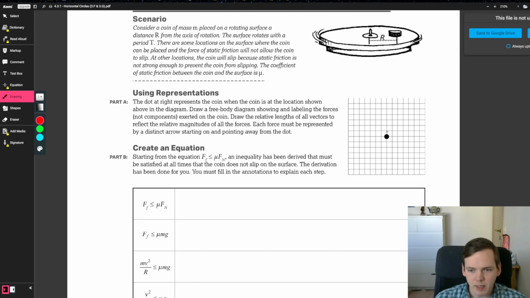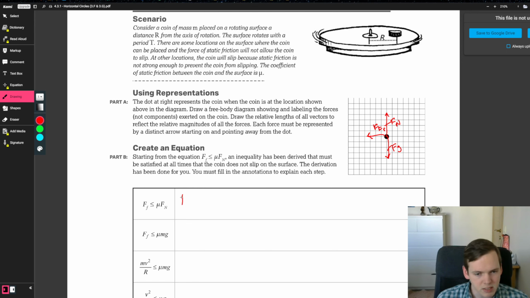So drawing our free body diagram, it's going to basically be the same. We have a downwards gravitational force, an upwards normal force, and a centripetal force in towards the center, which is going to be a frictional force. Sorry, that's a little sloppy, but you get the idea. Normal force up, gravitational force down, frictional force inwards. So now they've given you the derivation, we need to explain it.